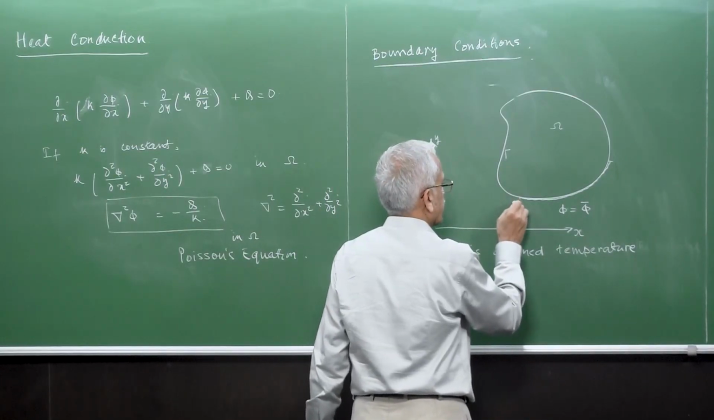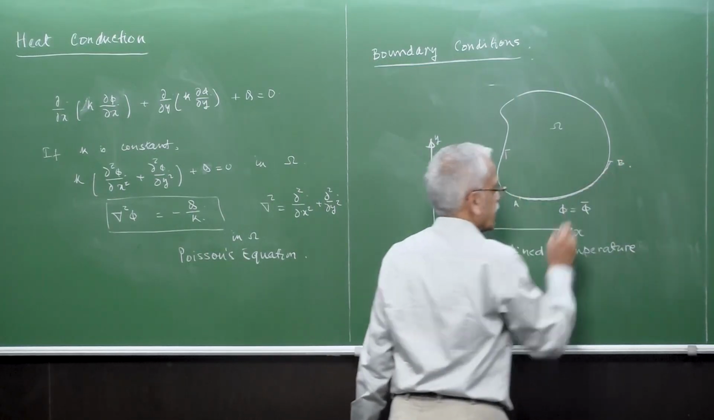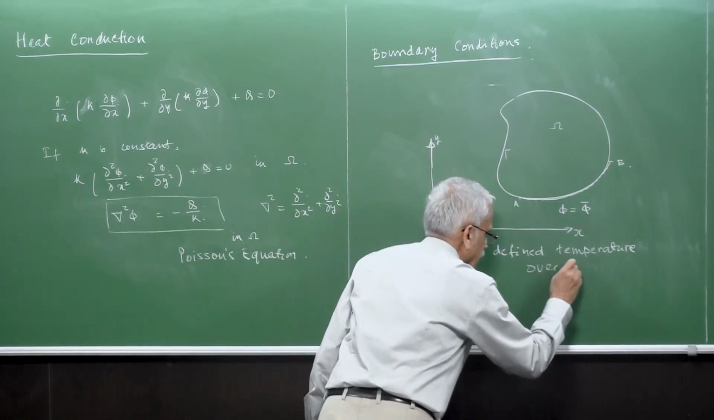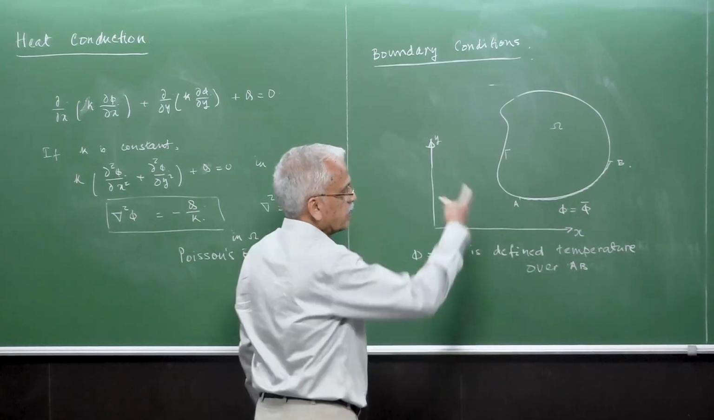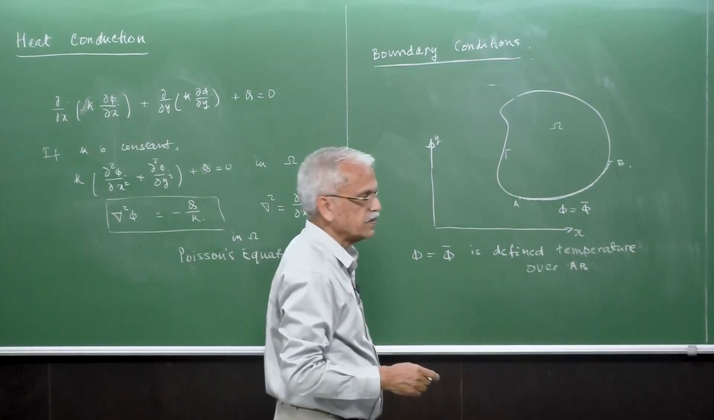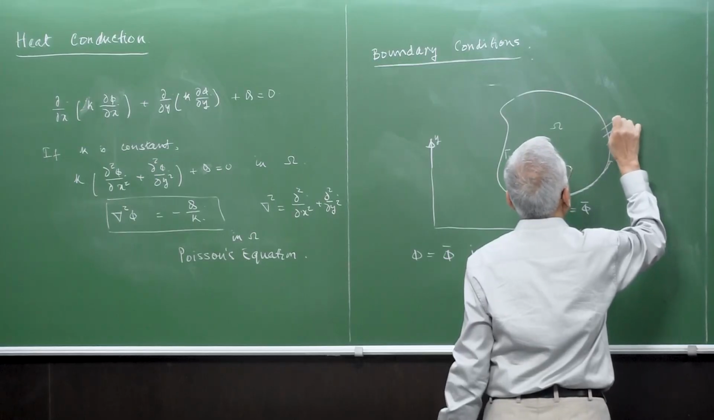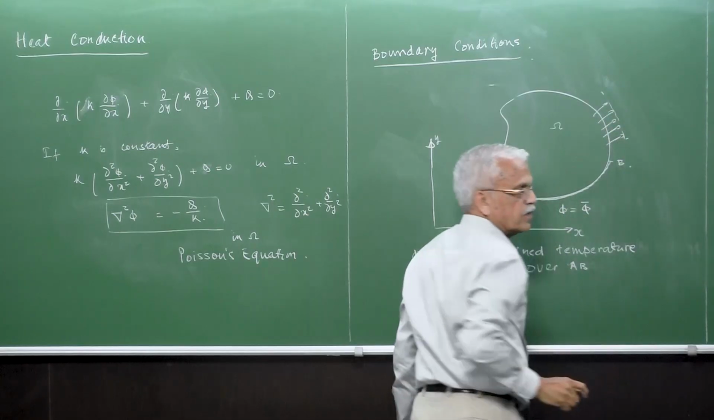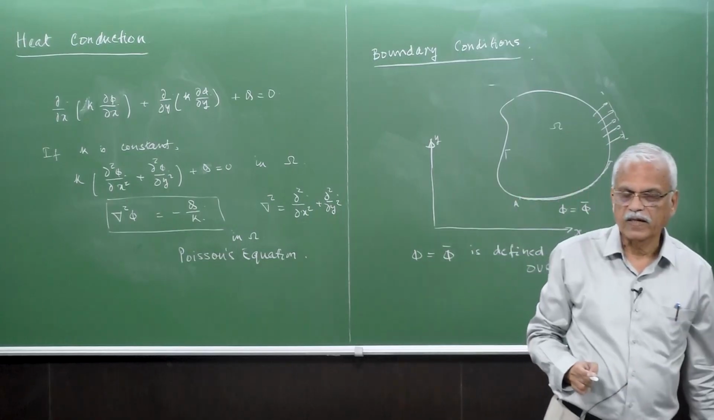For example, in the boundary, let's call this over AB. So we have a boundary. This is just for the sake of it, so this is of course arbitrary. AB can be at the top, at the bottom, to the side, and so on. There is also another thing here, which is a heat flux defined boundary condition.